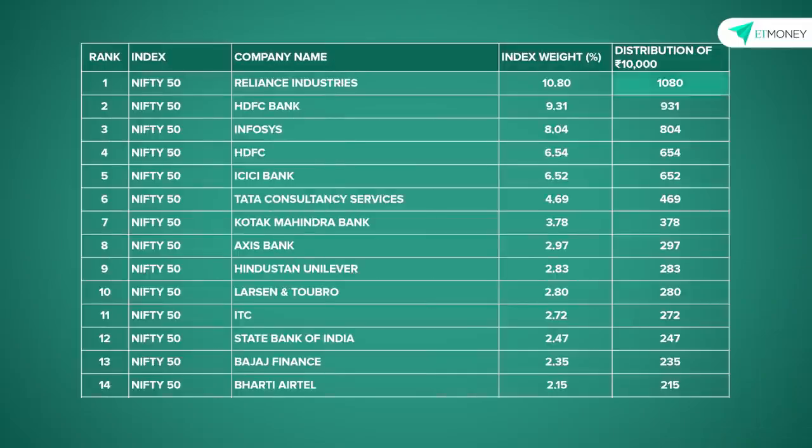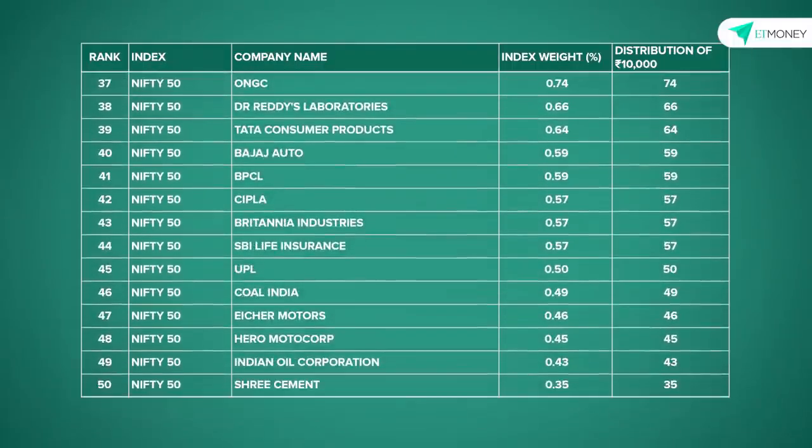Now remember, your objective here is to have a properly weighted portfolio of India's top 100 companies. So the first 10,000 rupees gets sort of apportioned according to the weight of each company in the Nifty 50 index, which means 1,080 rupees goes to Reliance Industries, HDFC Bank gets 931 rupees, and so on. And this sequence continues until the 50th company, Shree Cement, that gets allocated 35 rupees in line with its 0.35% weight in the Nifty 50 index.